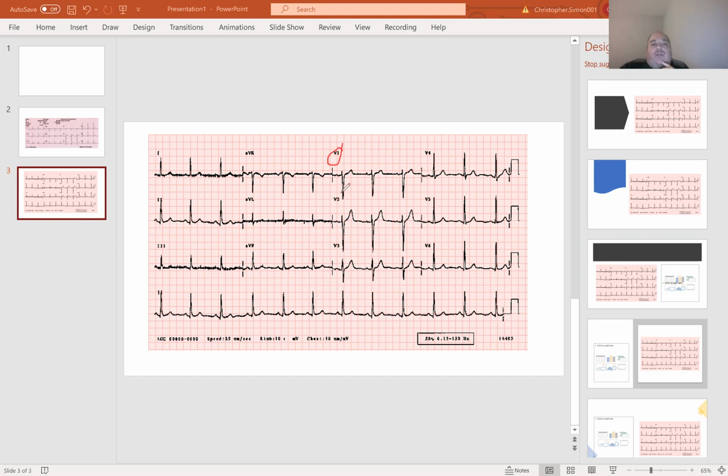So you got V1, V2, V3, V4 anterior, right? One, AVL, I'm sorry, septal anterior. One, AVL, V5, V6 lateral, right? 2, 3, AVF inferior, right? But remember, we said when we're doing a rhythm, we don't care about all that. We're just going left to right.